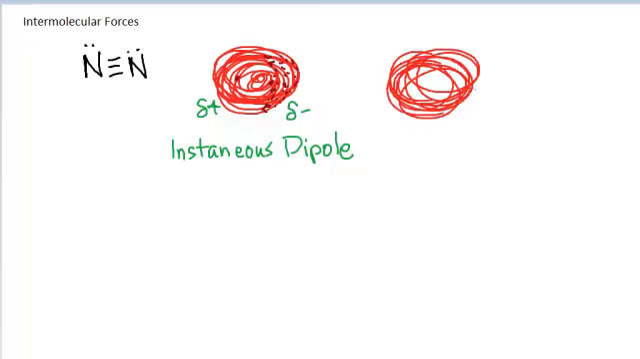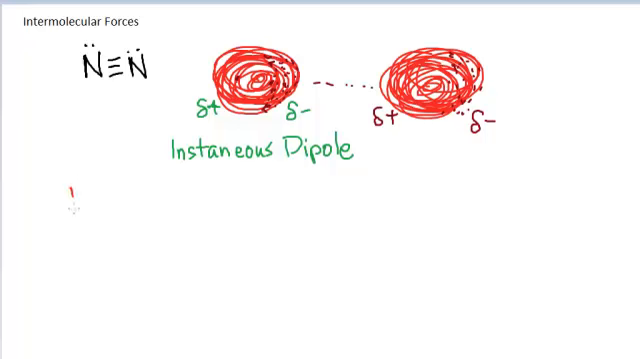So we've got a bunch of molecules of nitrogen, and at any given instant, one of them might show this instantaneous dipole moment, which is going to influence neighboring molecules. So this neighboring molecule might see this partial negative charge, and then an instantaneous dipole moment would be produced on it based on the attraction to the neighboring molecule. So at any given instant, we see these attractions happening.